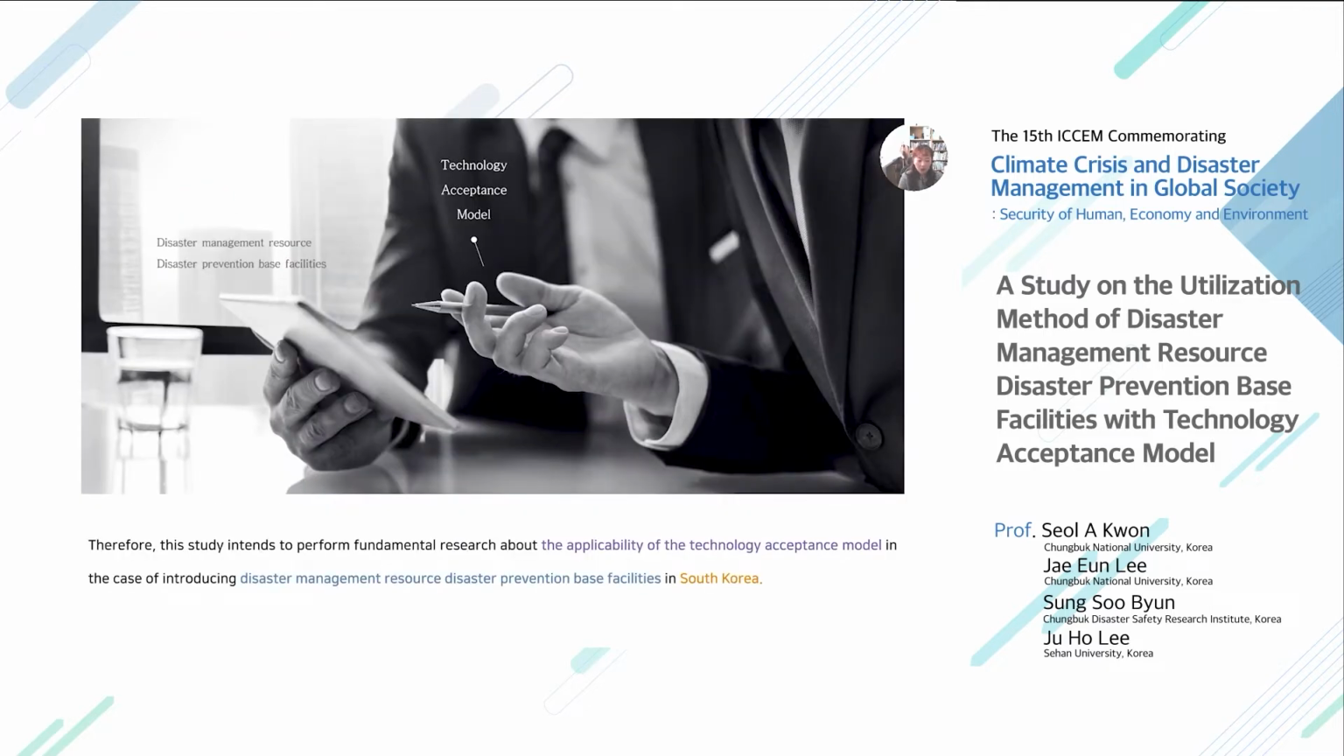Therefore, this study intends to perform fundamental research about the applicability of the technology acceptance model in the case of introducing a disaster management resource, disaster prevention based facility in South Korea.